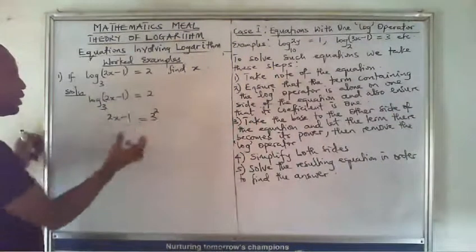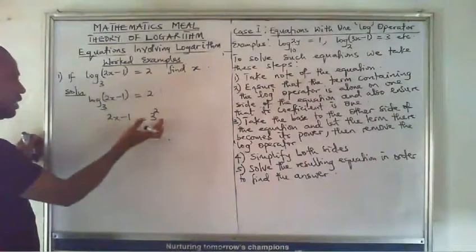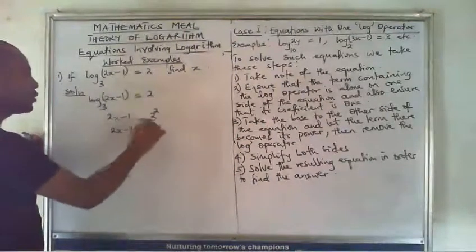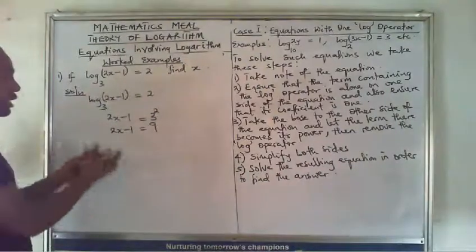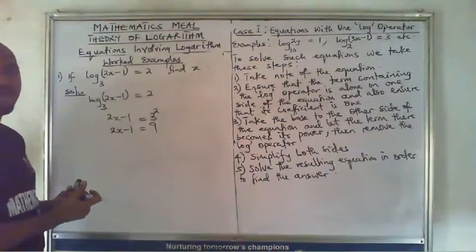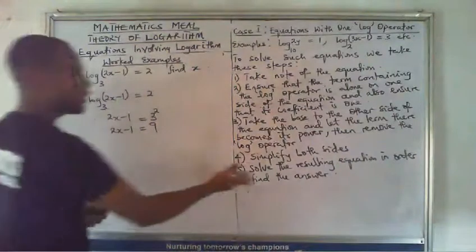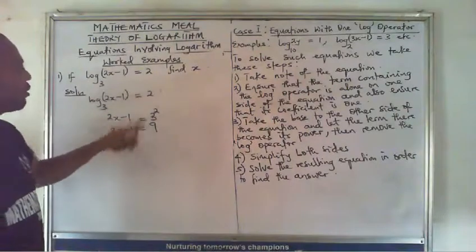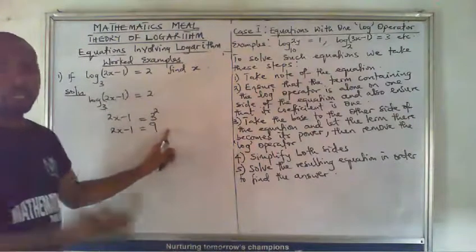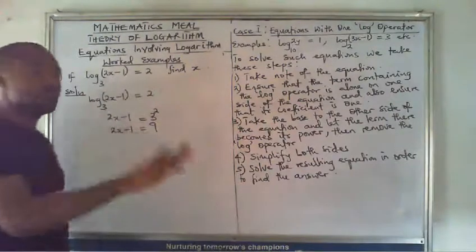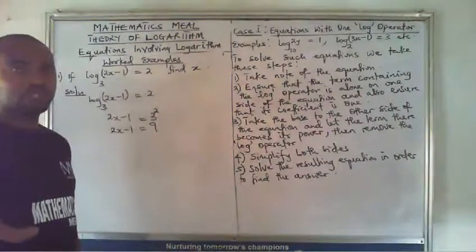Is there any side you need to simplify? Yes. This is an index form, so let's make it simpler. 3 raised to power 2 is what? 9. We have done that. This is the new simplest one now. So what's the next? They say solve the resulting equation. Can you see that this log equation now has reduced to an ordinary algebraic equation? So if you will actually understand this, you must make sure that you know algebraic equations.